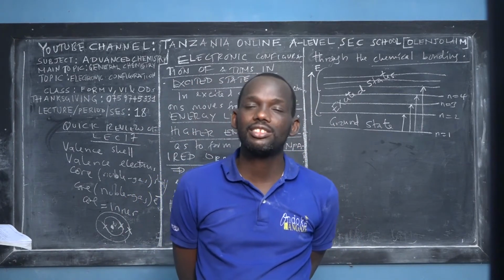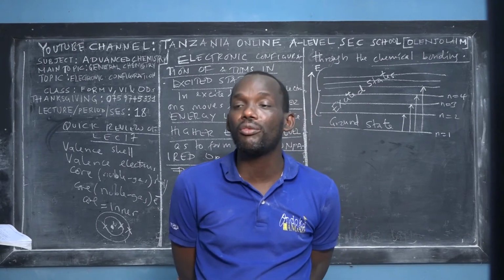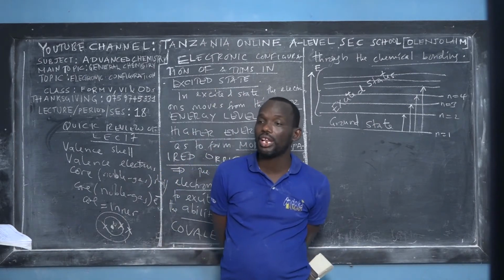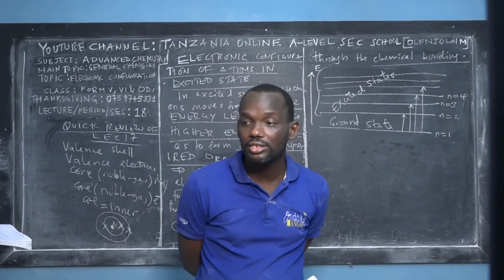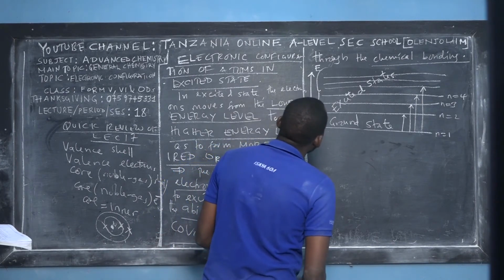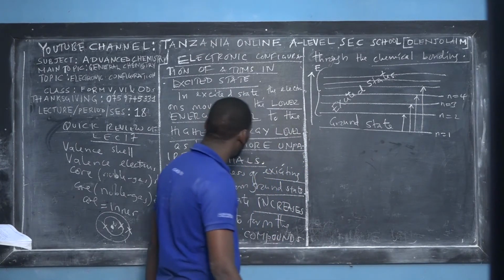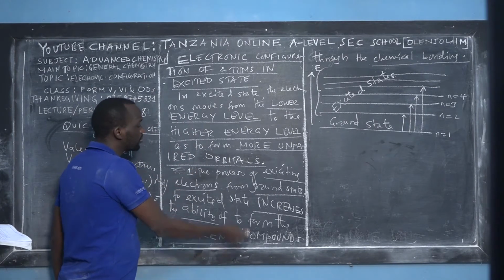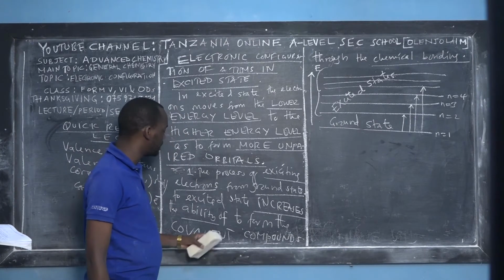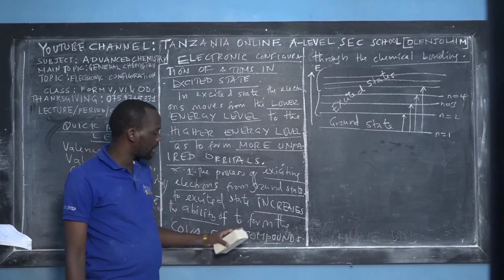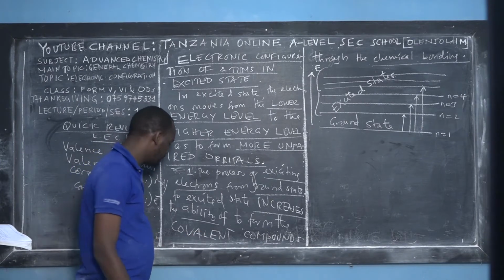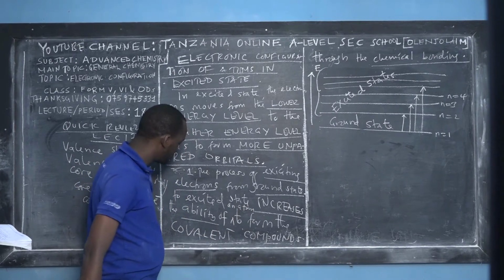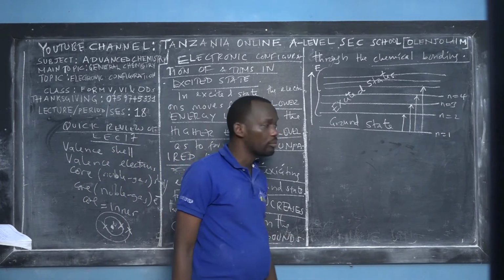So it means that just a small amount of ionization energy is required to remove electrons from the valence shell, compared to nuclear shells, where there's a strong nuclear attractive force between electrons and protons in the nucleus. Keep it. Number one: this process of exciting electrons from the ground state to the excited state increases the ability of an atom to form covalent compounds through chemical bonding.